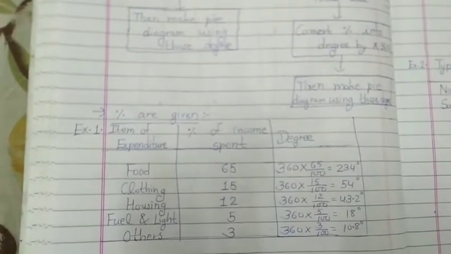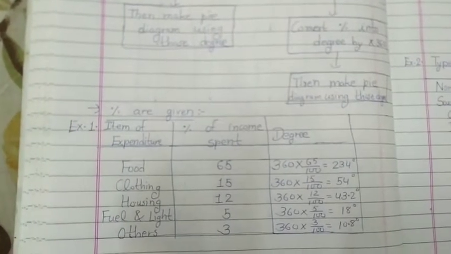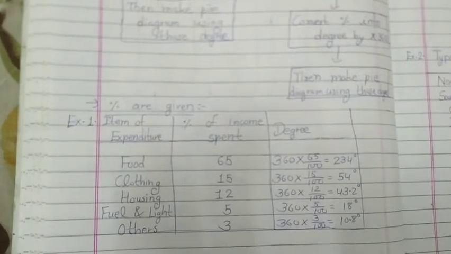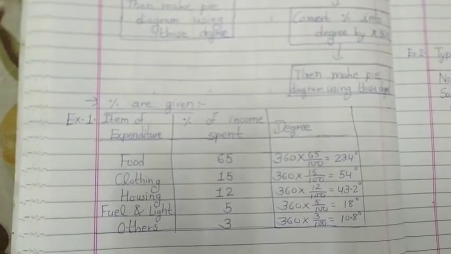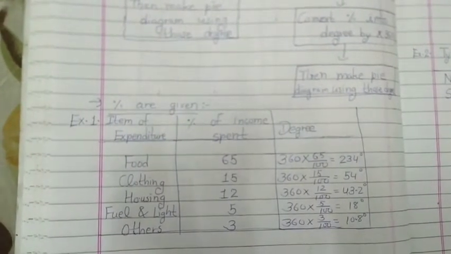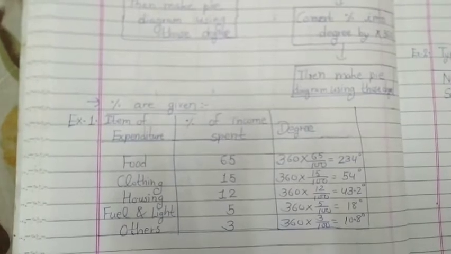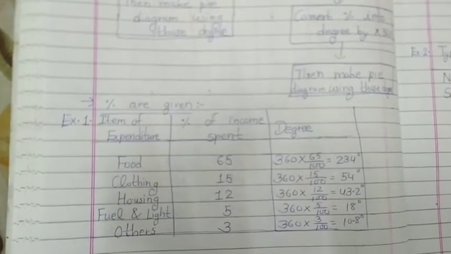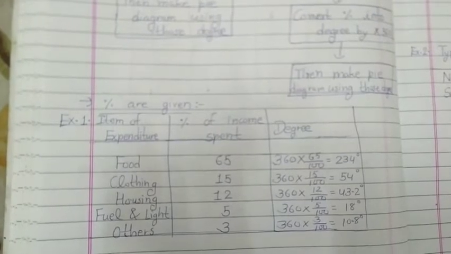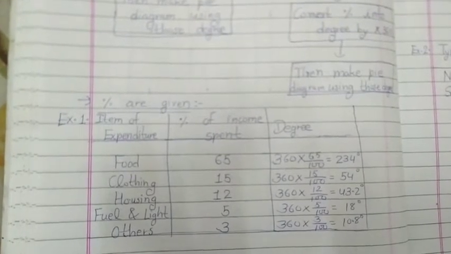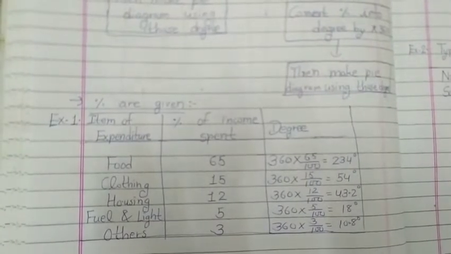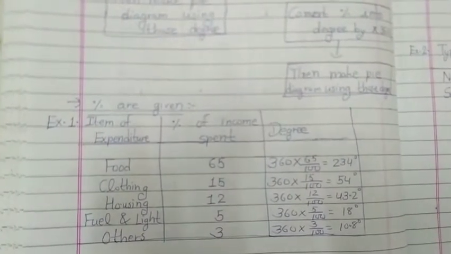Item of expenditure is given and percentage of income spent is given. Items of expenditure are food, clothing, housing, fuel and light, and others. Percentages of income spent are 65, 15, 12, 5 and 3. These are the percentages. Now what we have to do, we have to convert those percentages into degrees.